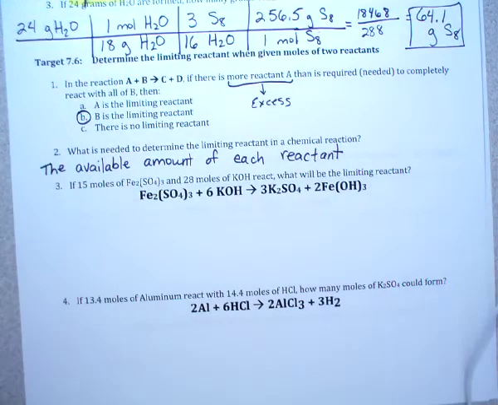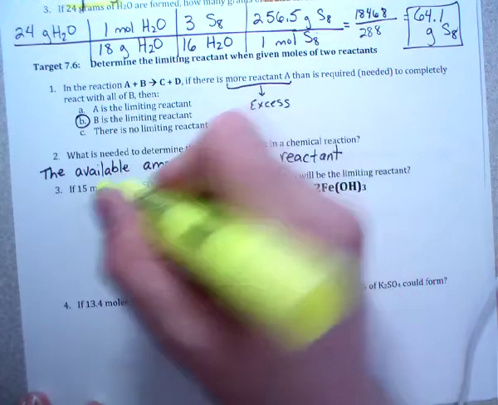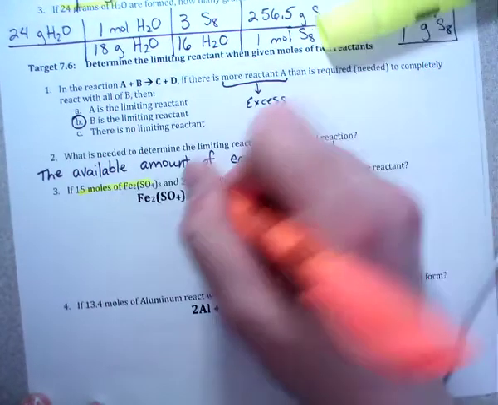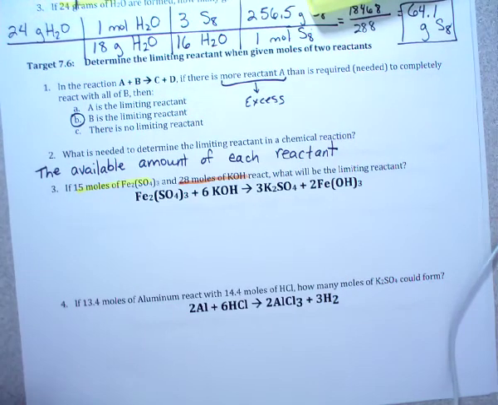So when you read a limiting reactant problem, you actually have two givens. If 15 moles of iron sulfate and 28 moles of potassium hydroxide react, what will be the limiting reactant? So my strategy for these is to turn your moles of the given into moles of a product, and it doesn't matter what product you choose as long as you're consistent.